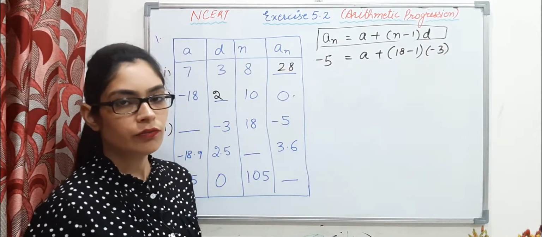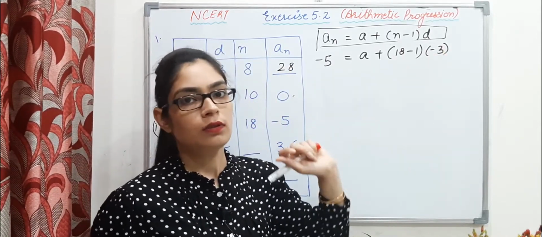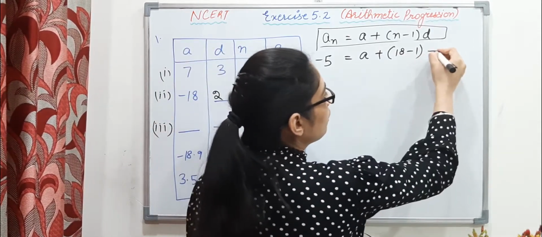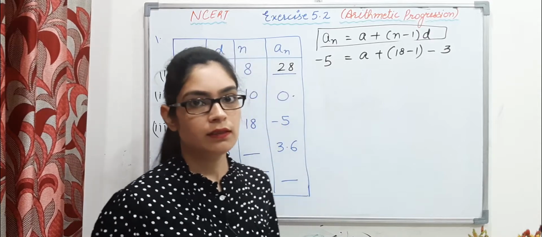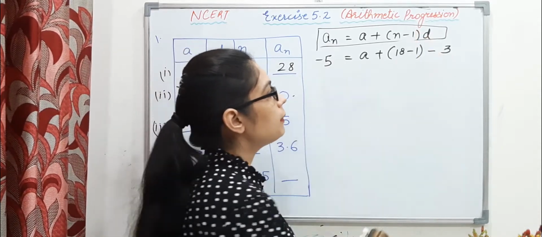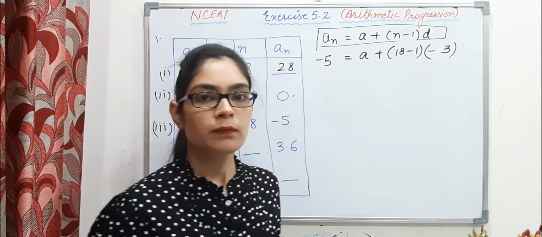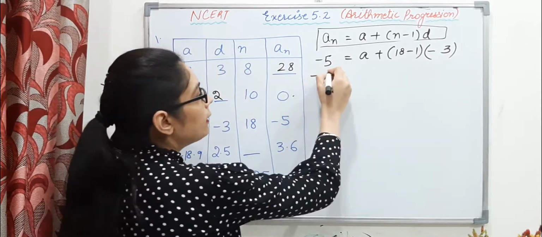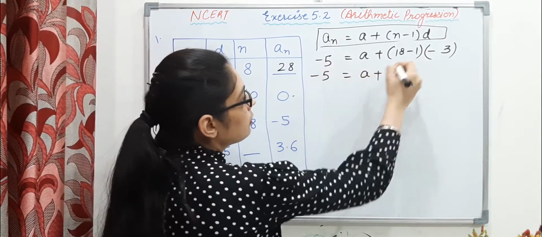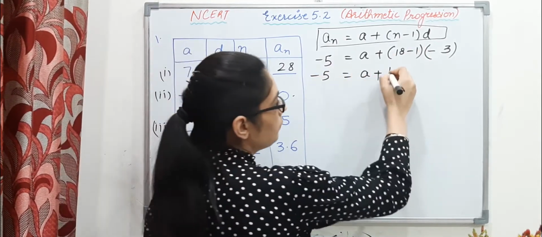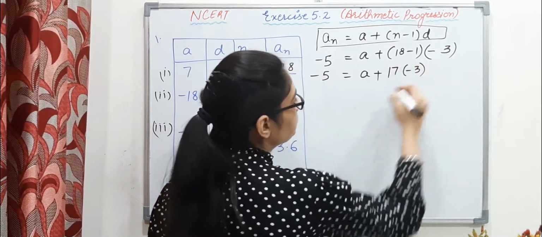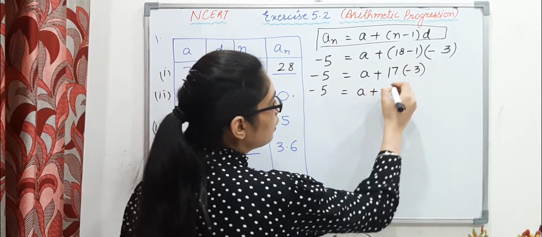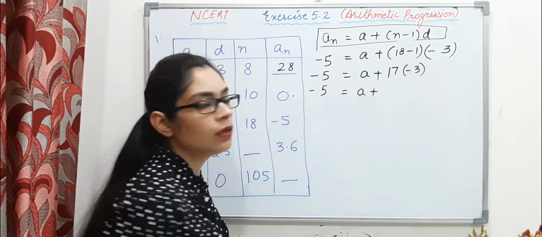See, if it is in minus also, we have to multiply. Don't write it like this, minus 3, then it will become a separate term. So D is getting multiplied. Although it is in minus form, still it will get multiplied only. Minus 5 is equals to A plus 18 minus 1, 17 into minus 3. Minus 5 is equals to A plus 17 into minus 3.